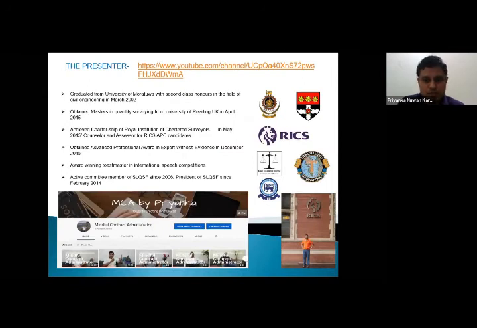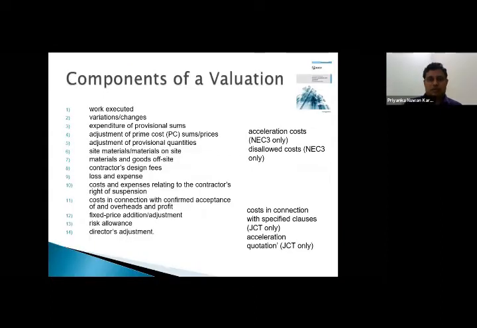Right, I don't think I have to introduce myself to you. Most of you know about me. Therefore, I will pass this particular slide so that we can concentrate more on what we are going to do. Now, today I am going to discuss 14 components of a valuation, which is universal across different types of conditions of contract. It may be FIDIC based, it may be NEC, it may be JCT or ICE, different forms of contract with different terminologies. However, most of the concepts are the same.